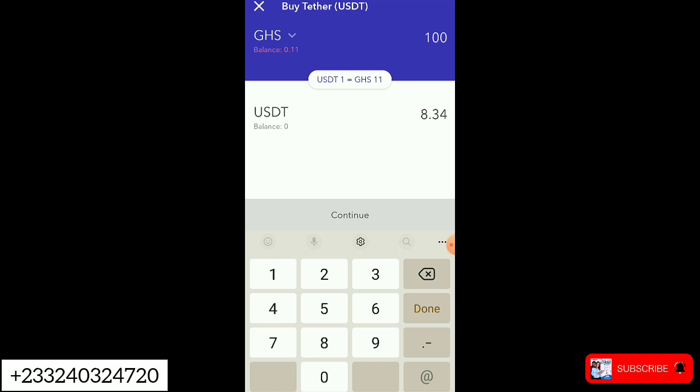One thing about this is that if you're starting with a small amount, it's very difficult to get buyers from Paxful. That one I'll tell you is very difficult. The way that will help us is, after buying this, right now we have bought 8.34 USDT and we spent 100 cedis on it.